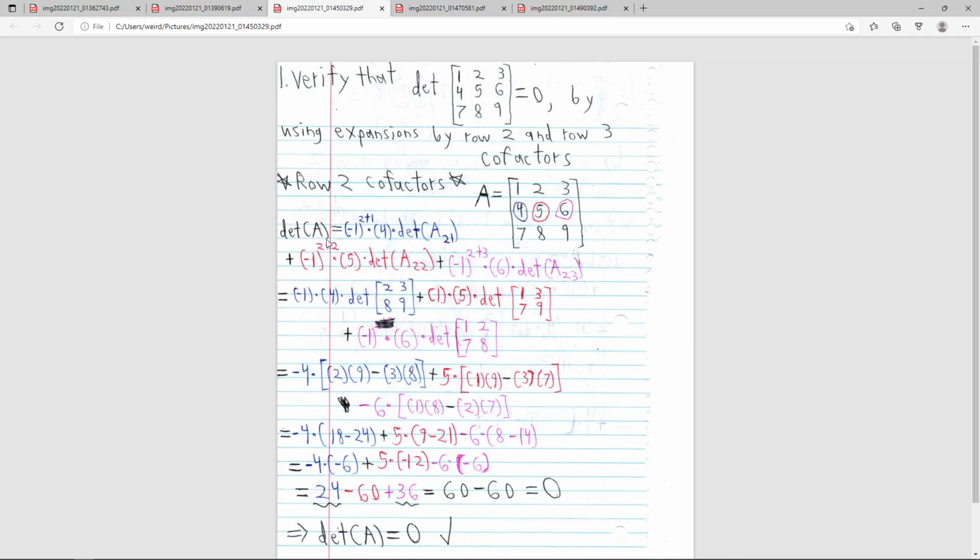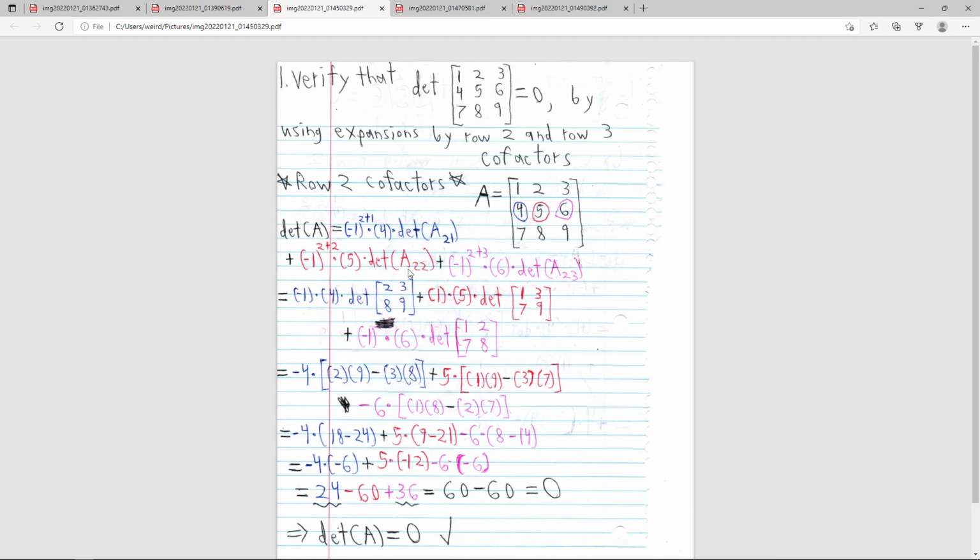Anyway, row 2 cofactors, we have determinant A equals -1 to the 2 plus 1. So it's always negative. Then it's multiplied by 4, which is the first entry in this row, times determinant A21. So row 2 and then column 1. A21 is the determinant of 2, 3, 8, 9, because we got rid of the second row and the first column.